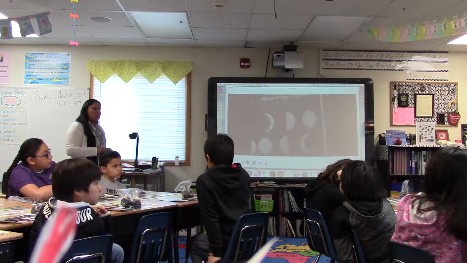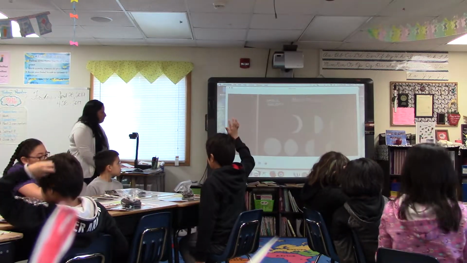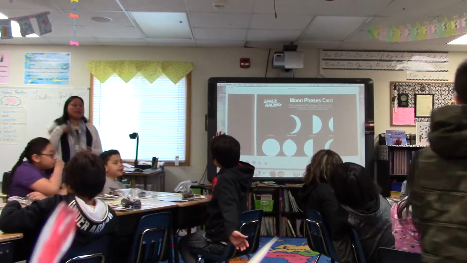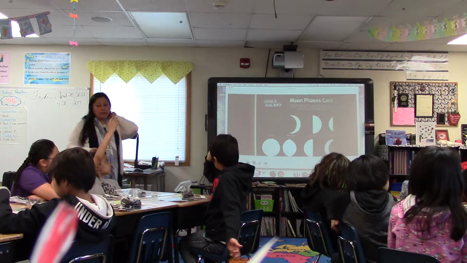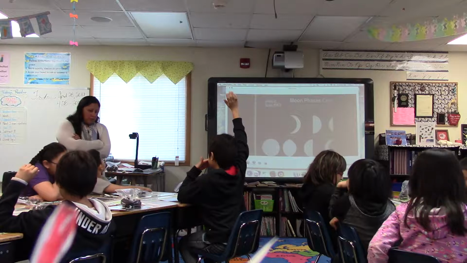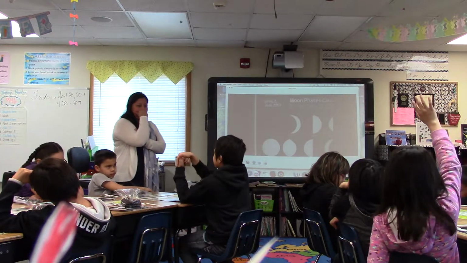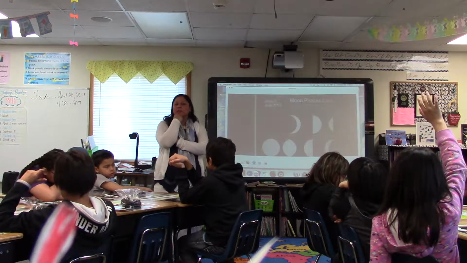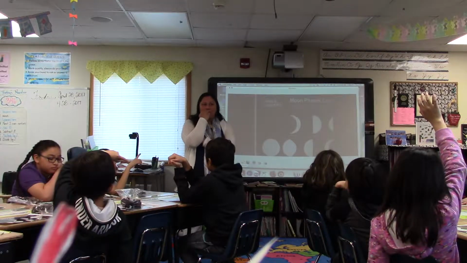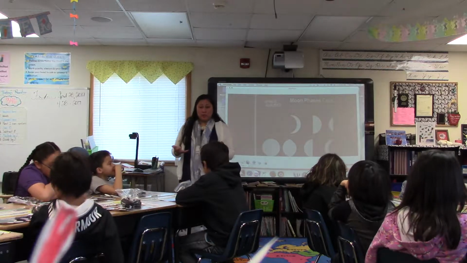Sage. The new moon. What does the new moon look like? It's all black. Can anybody tell me why they think it might be all black? Riley. Because it's how it's formed. Okay. Because it turns around the earth and the sun, right? Sage, is that what you're gonna say? So the sun has something to do with it, right?